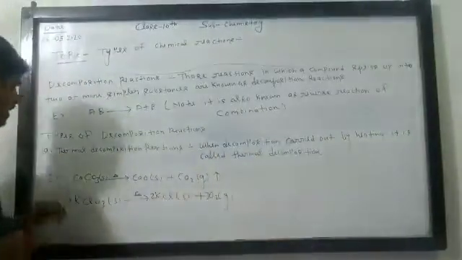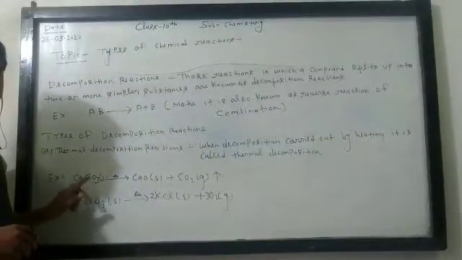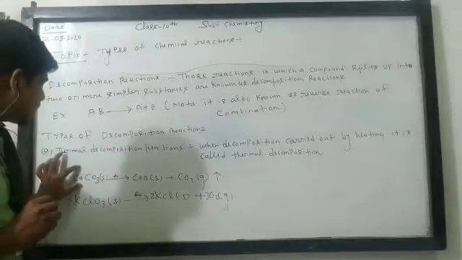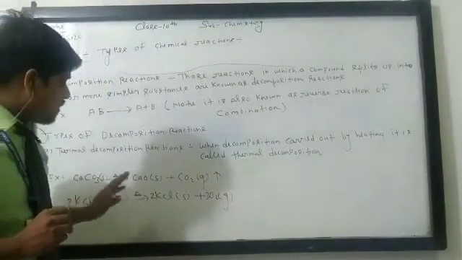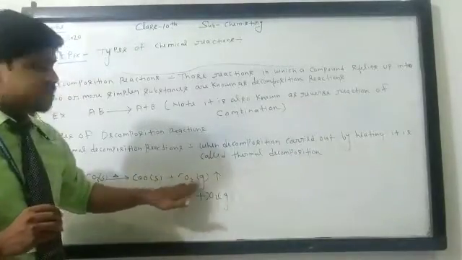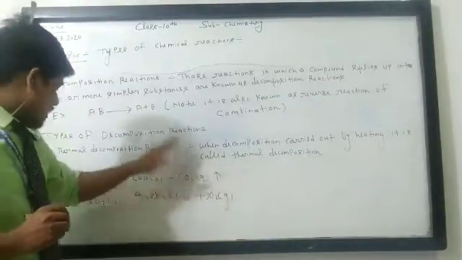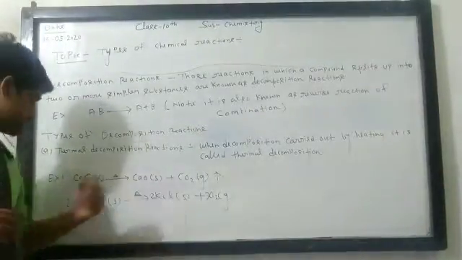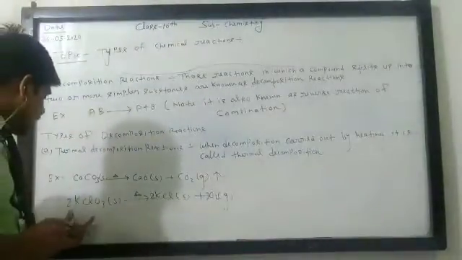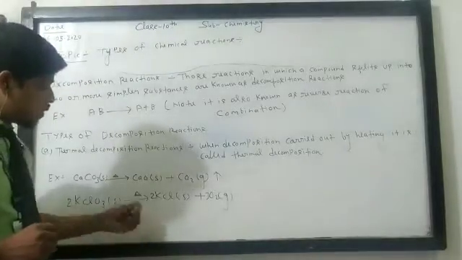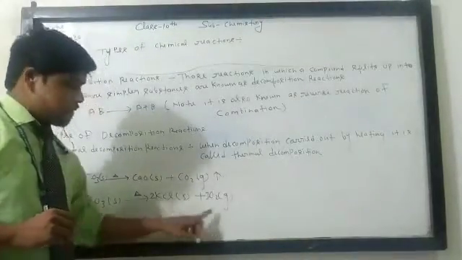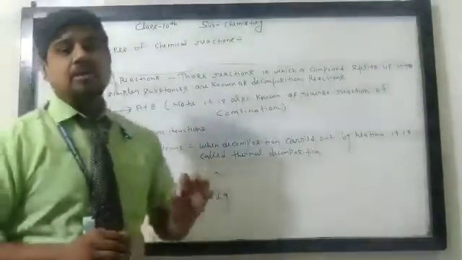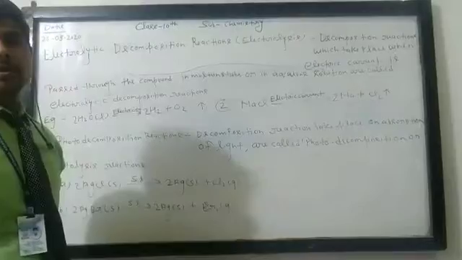For example, CaCO3 is known as limestone and its chemical name is calcium carbonate. CaCO3 is heated to give CaO plus CO2. Here, one compound is split into 2 compounds. KClO3 is heated to give 2 products, KCl plus O2. Here, O2 is a molecule. Clear? It is known as the thermal decomposition reaction.